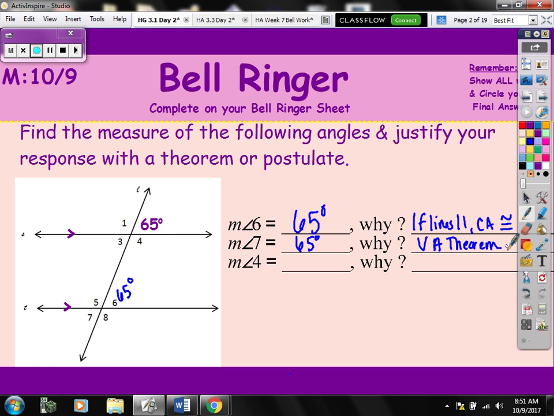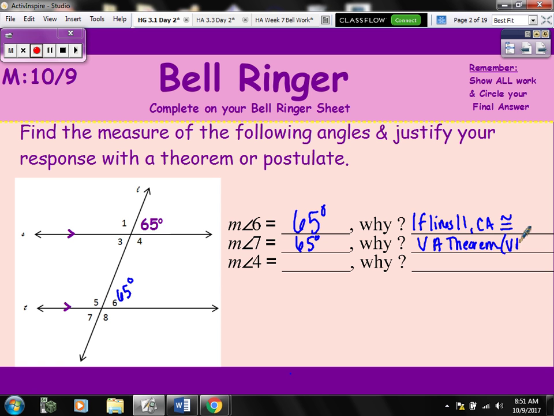So you can either write vertical angles theorem, or you can write vertical angles are congruent, which is what the theorem says. Okay, which usually I write out what the theorem says, but you're welcome to do it either way. And then let me go ahead and put that number in my picture.